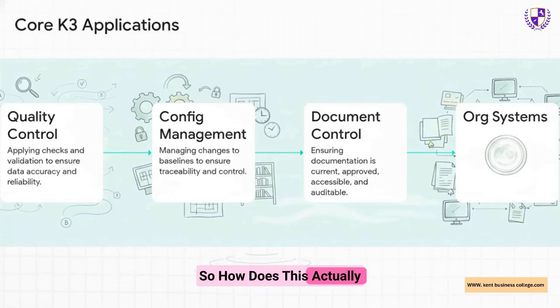So how does this actually work day to day? Well, Adam breaks it down for Jody into 4 really logical steps. First, you check your data to make sure it's right. That's your quality control. Next, you have a formal process for managing any changes to your project plan. That's configuration management. Then you make absolutely sure that everyone is working from the latest approved version of a document. That's document control. And finally, you wrap it all together by using your company's official systems to do it all. See how they all build on each other? It's a pretty neat system.